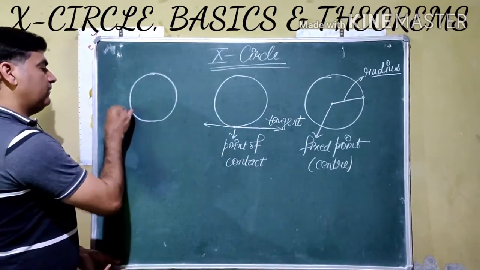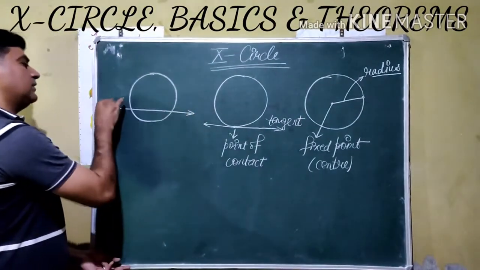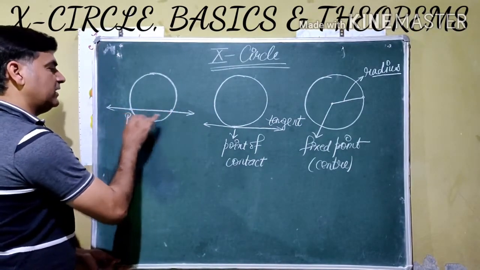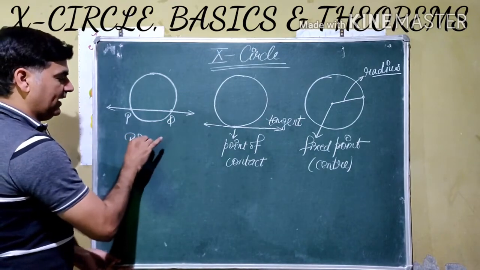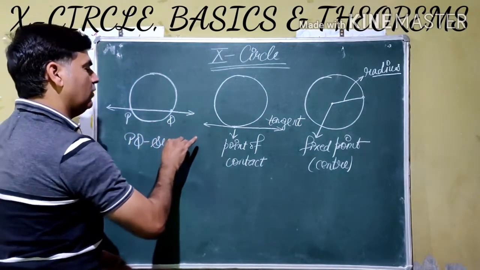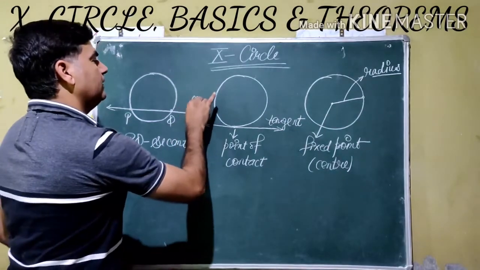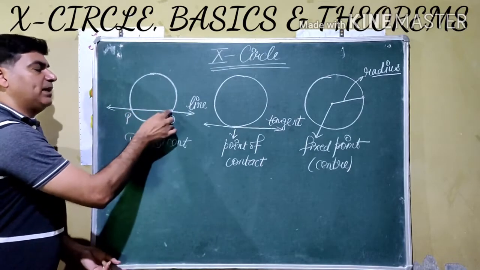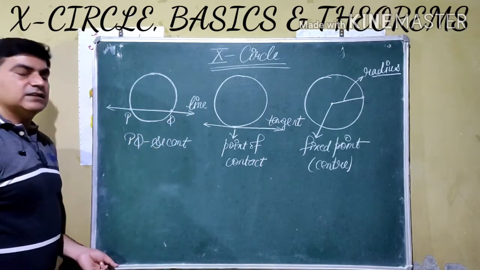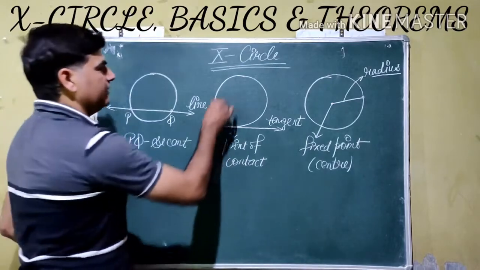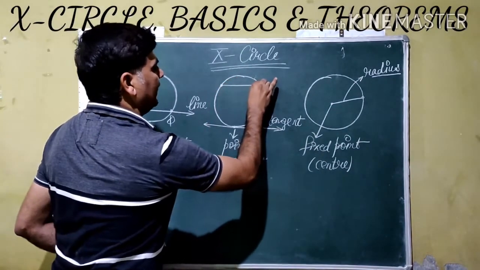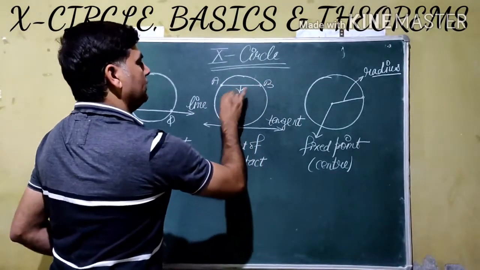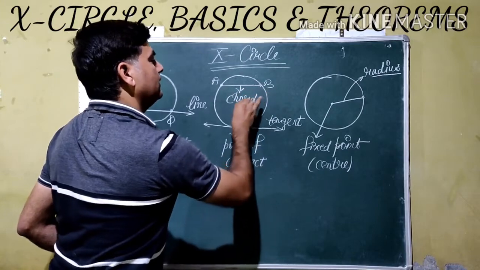If any line passes through a circle and touches the circle at two different points, then this PQ is known as a secant of a line. This is a line which passes through the circle and meets the circle at 2 points, then the inner part of the line segment is known as the secant. If we join any 2 points on the boundary of a circle, say AB, then this AB is known as a chord of a circle.